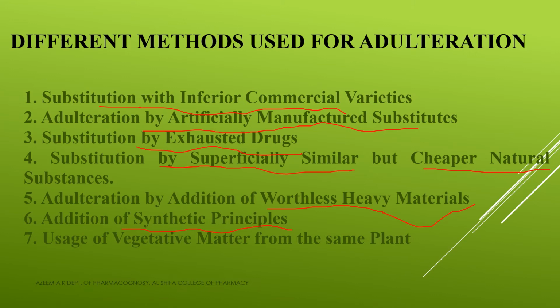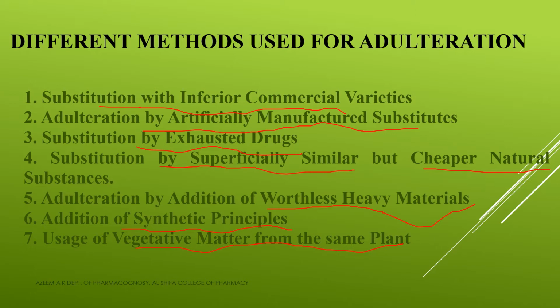Now the seventh one is use of vegetative matter from the same plant. Suppose you are using tuber as a drug, and in that case along with the tuber you are adding some amount of stem also, then that's an adulteration, and this is use of vegetative matter from the same plant. So these are the 7 different methods used for adulteration. So altogether 7 methods are there.